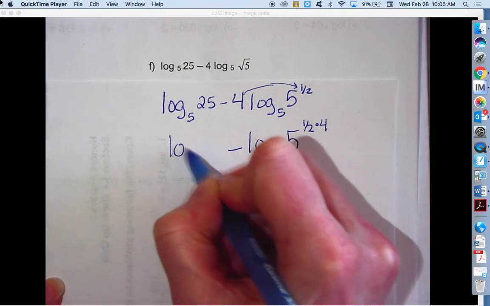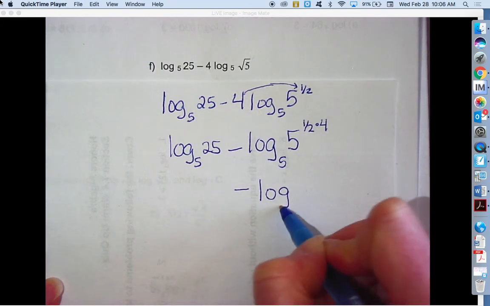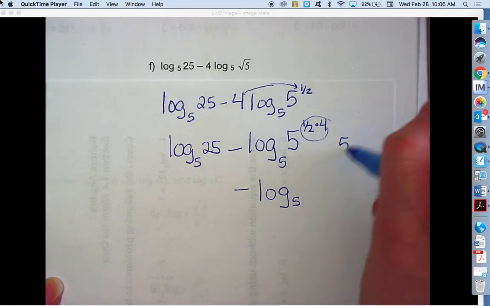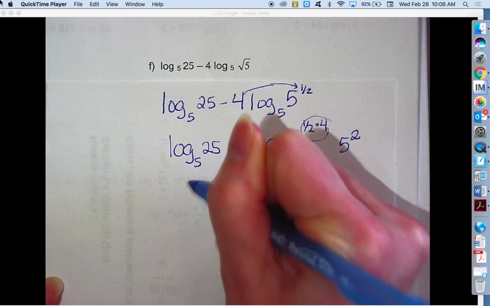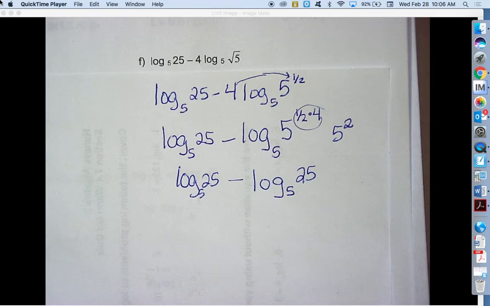So Caitlin, what does that become when you multiply those together? 5 squared. Yeah, so that becomes 5 squared, which is 25. So this here is really saying you have 5 squared, which is 25. So if you have the log base 5 of 25 minus the log base 5 of 25, what does that equal? Why does it equal 0? It's the same thing being subtracted by the exact same thing.